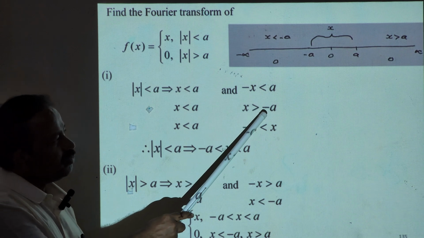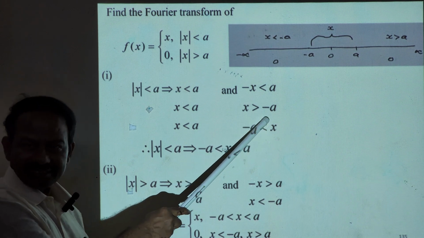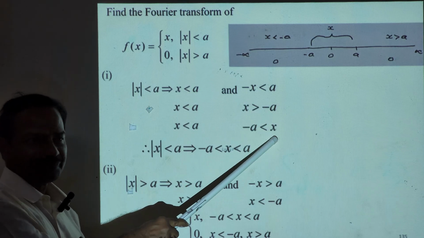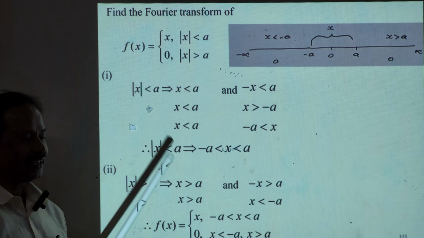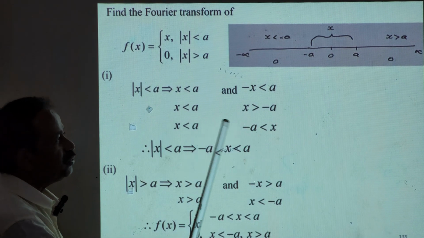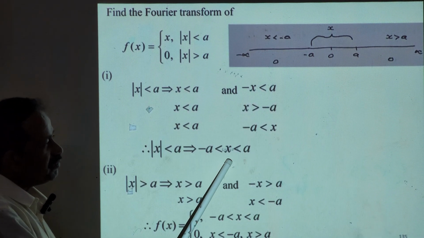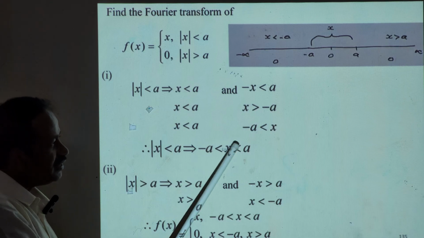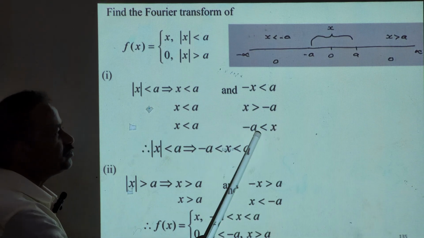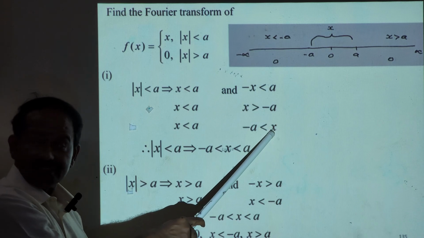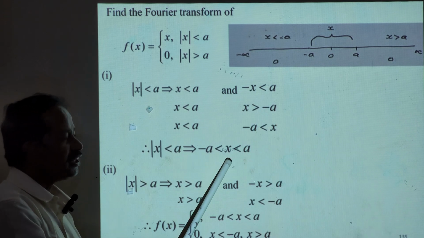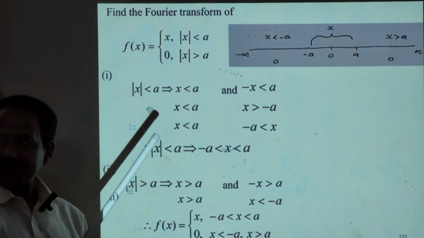So now minus a is less than x. Correct? Both are the same. So minus a is less than x. I have written as it is, x less than a here. You combine these two: here it is x less than a, here it is minus a less than x. So we combine these two, that implies that x lies between minus a and plus a.